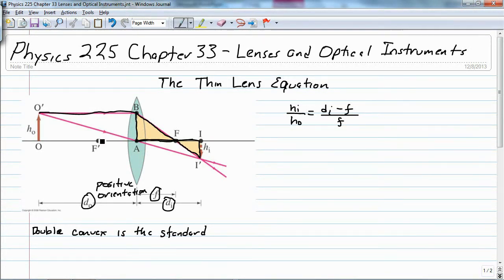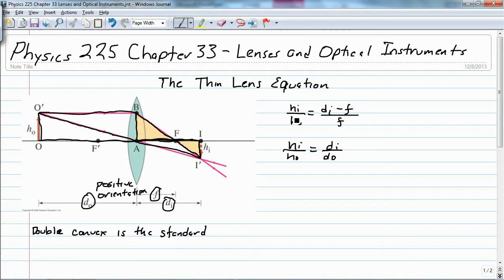Now, the other triangles that we see are similar. We have OA, O prime is similar to the triangle IA, I prime. And we now have the relationship, our image height over our object height is equal to our image distance divided by our object distance.